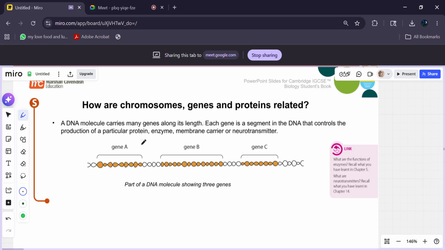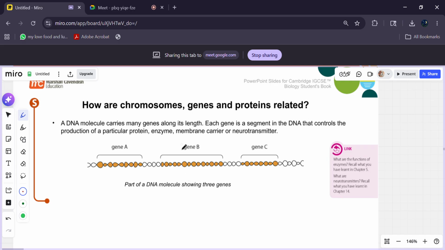A DNA molecule may carry genes along its length. Each gene is a segment in the DNA that controls the production of a particular protein, or an enzyme, membrane carriers, or neurotransmitters. So each DNA molecule carries genes along its length, and the gene is a segment that controls the production. So it controls the amount of proteins, enzymes, membrane carriers, or neurotransmitters produced. And the DNA molecule carries many of these genes along its length.